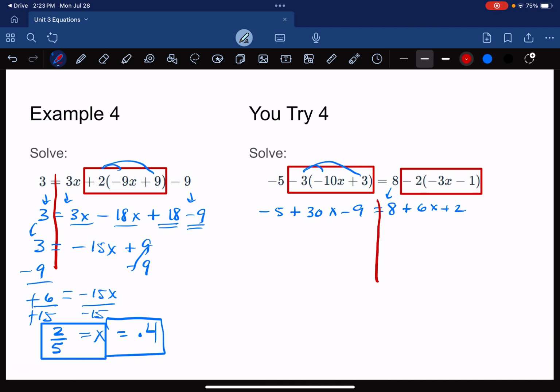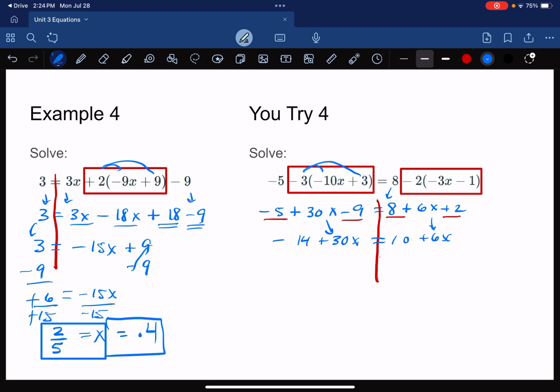Combine like terms. Negative 5 and negative 9 is negative 14, and the positive 30x comes down. Eight and 2 make 10, and the positive 6x comes down.